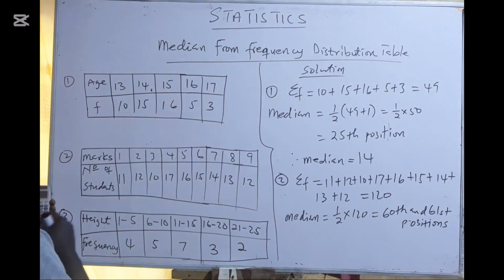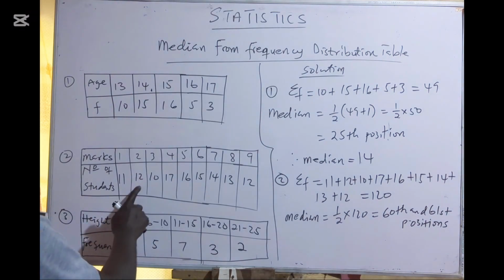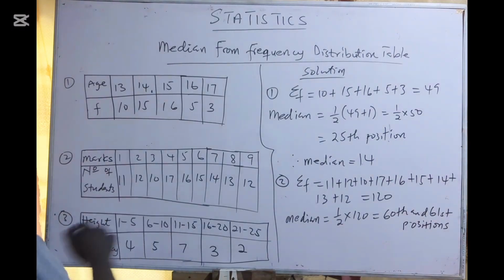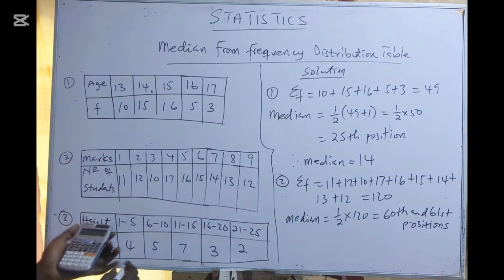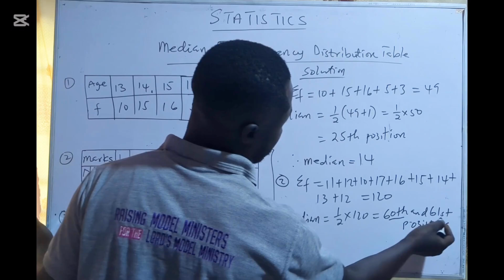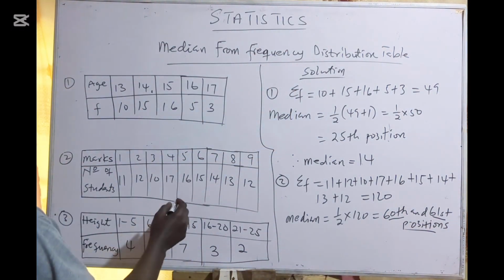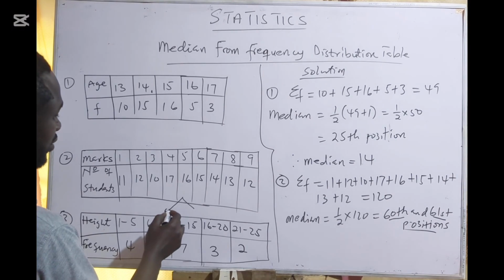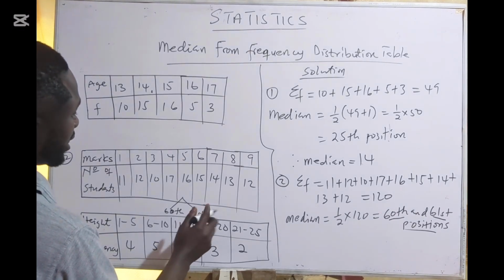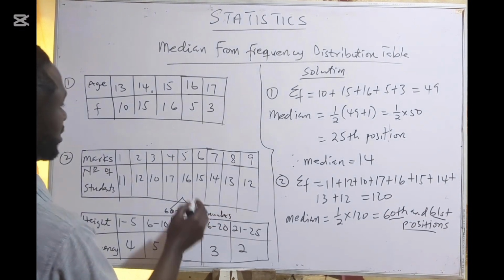So 11 plus 12 gives me 23, I'm not there yet. Plus 10, 33, I'm not there yet. Plus 17, 50, I'm not there yet. So plus 16 will give us 66. Alright, so since the median is at the 60th and 61st positions, and we are getting 66, then the 60th and 61st numbers are at the number what?